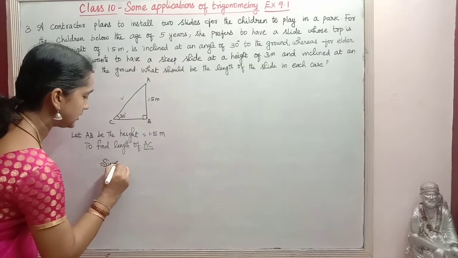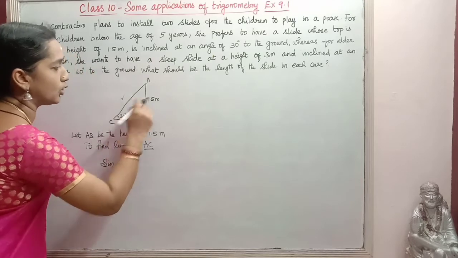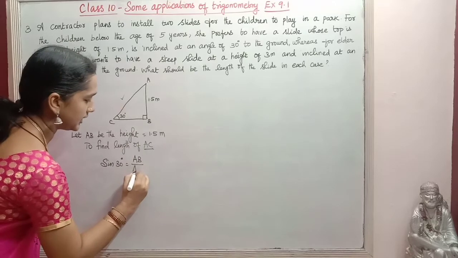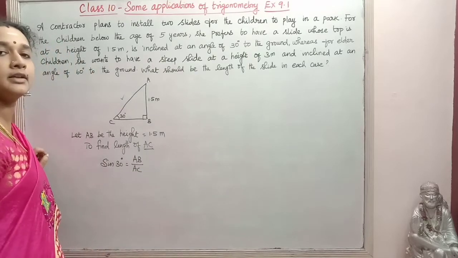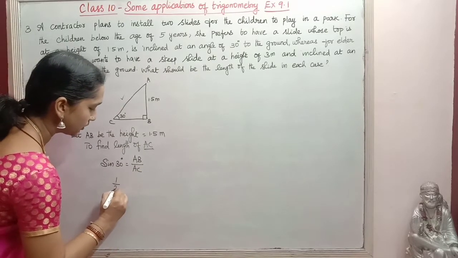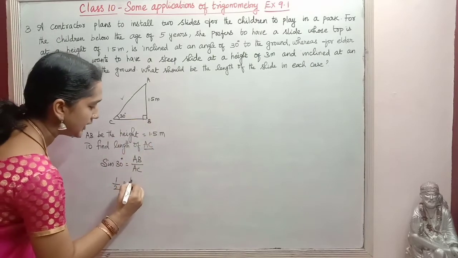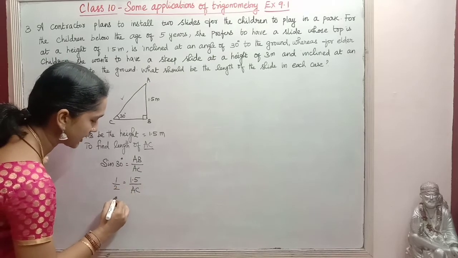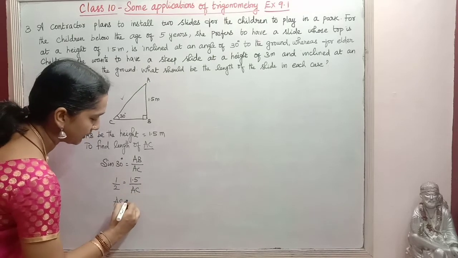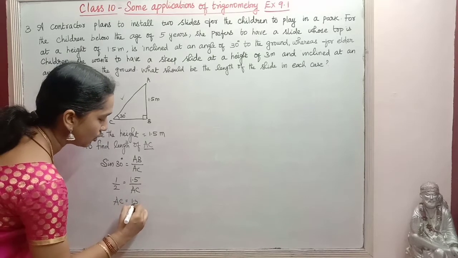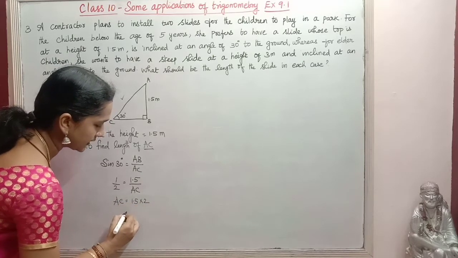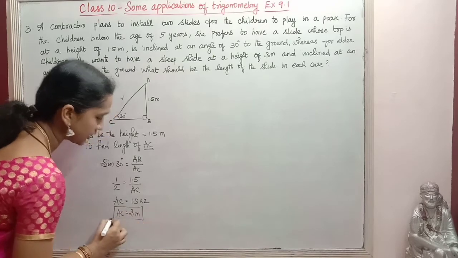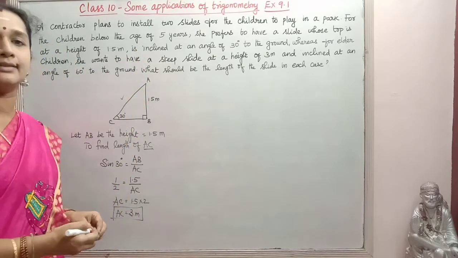So sine 30 degree is equal to opposite AB by hypotenuse AC. We know that the sine 30 value is 1 by 2. That is equal to AB, which is given as 1.5, by AC. Length of AC only we are asked to find. So when we cross multiply, we get AC is equal to 1.5 into 2, that is equal to 3 meter. That is the length of the slide for the smaller children below 5 years.